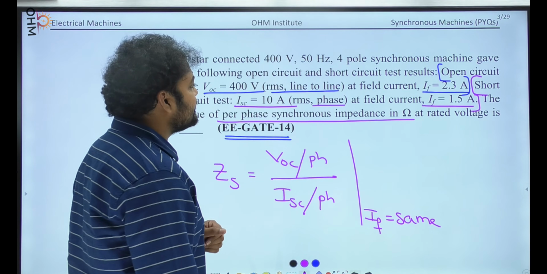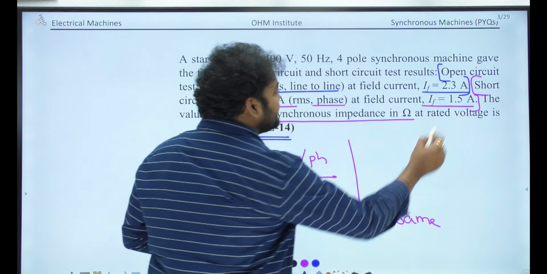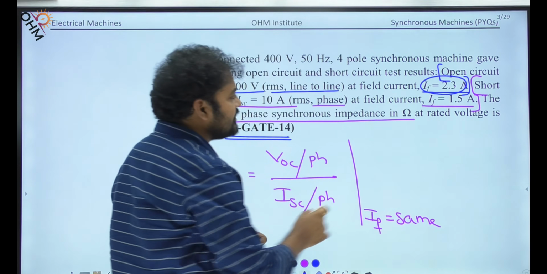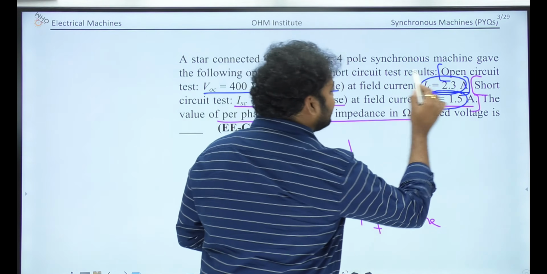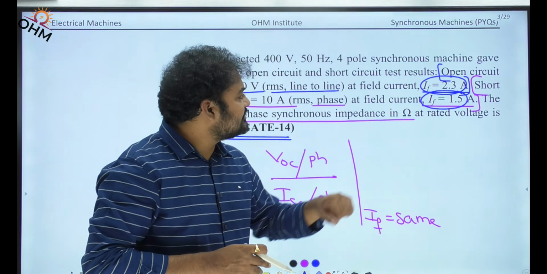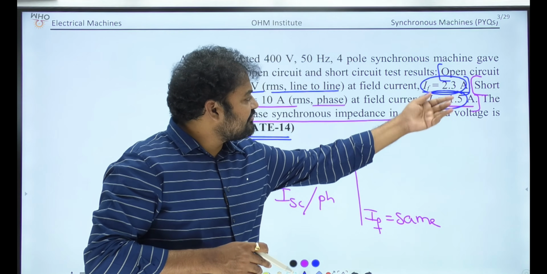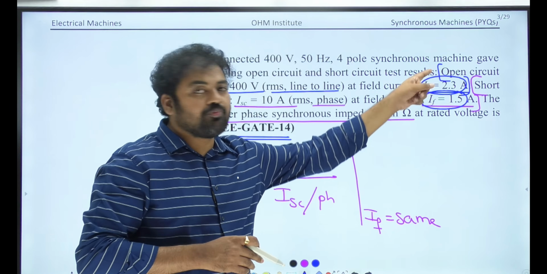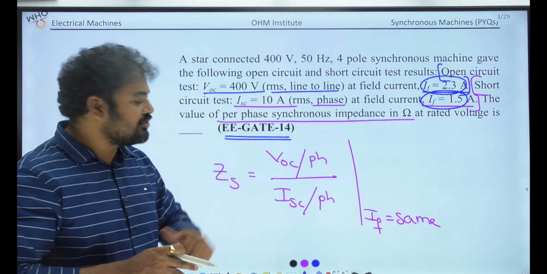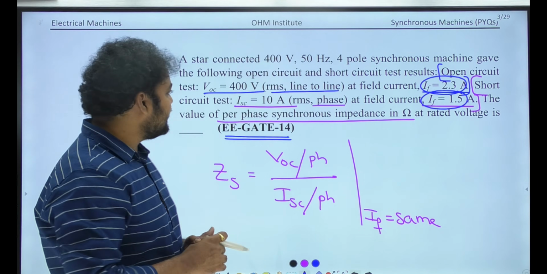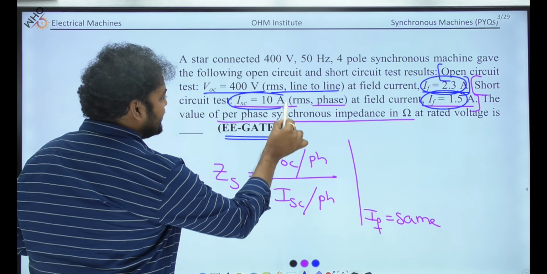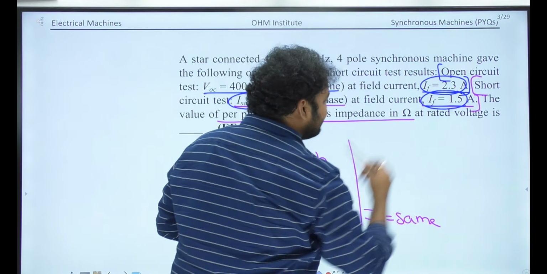We have to measure both open circuit voltage and short circuit current at the same field current. But in the given question, open circuit voltage was measured at 2.3 ampere field current, but short circuit current was measured at 1.5 ampere field current. Therefore, I have to convert the short circuit current from 1.5 ampere to 2.3 ampere so that I can take the ratio of open circuit voltage to short circuit current. If I note down the data, short circuit current is 10 ampere at 1.5 field current.